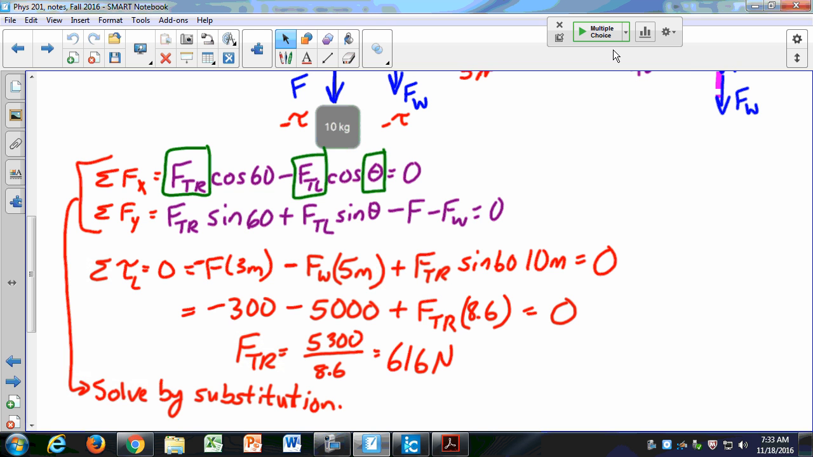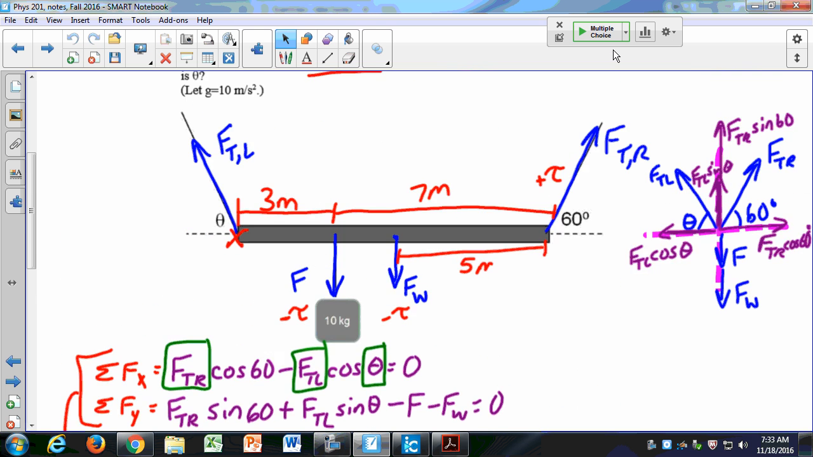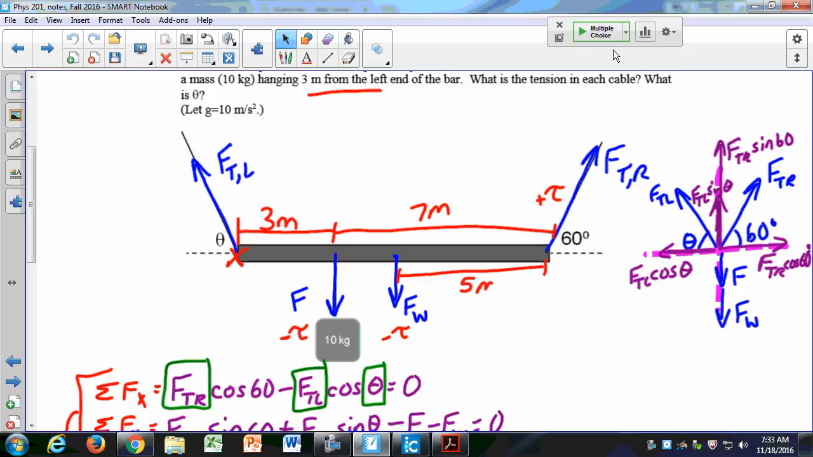And your axis of rotation in this case, you can set it anywhere you want, but remember, how do we choose where our axis of rotation goes? What do we consider when we want to set our axis of rotation? Right, the unknowns. You want to set your axis of rotation so it eliminates some unknowns from your equation. And so here we set our axis of rotation here because we neither knew FTL nor did we know theta.